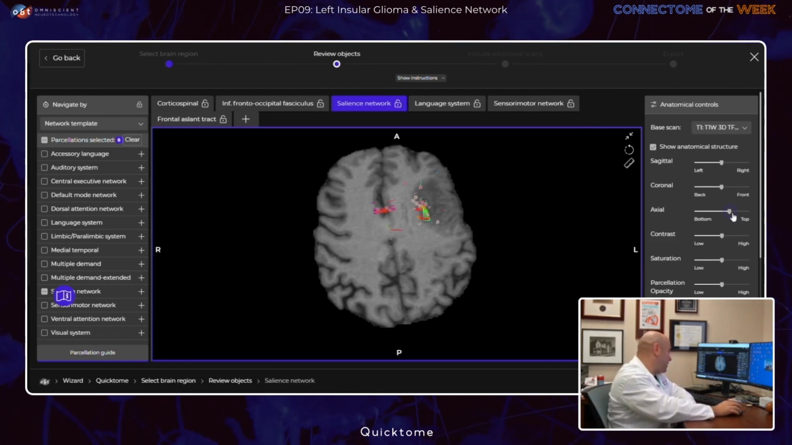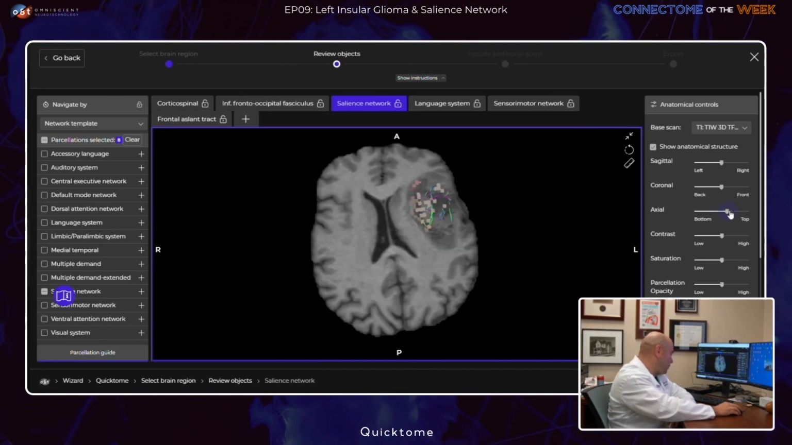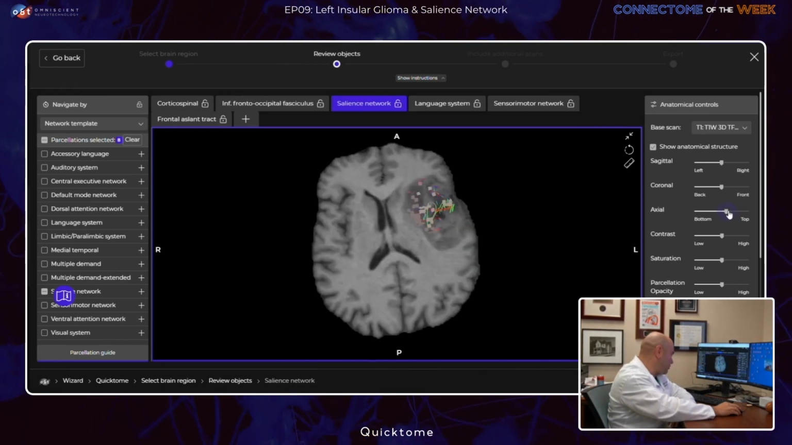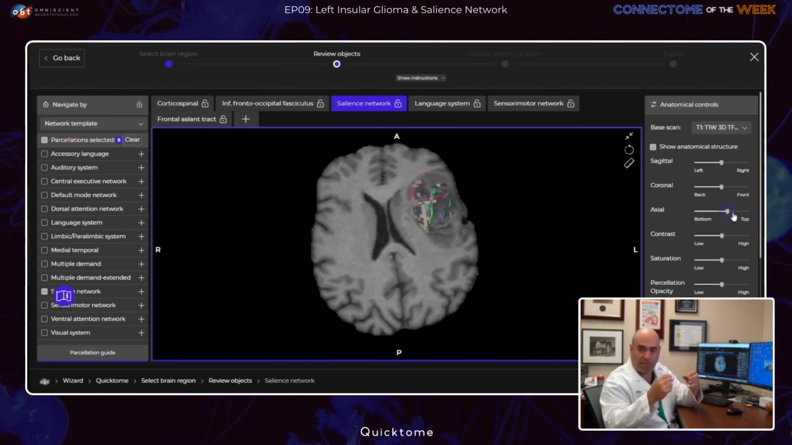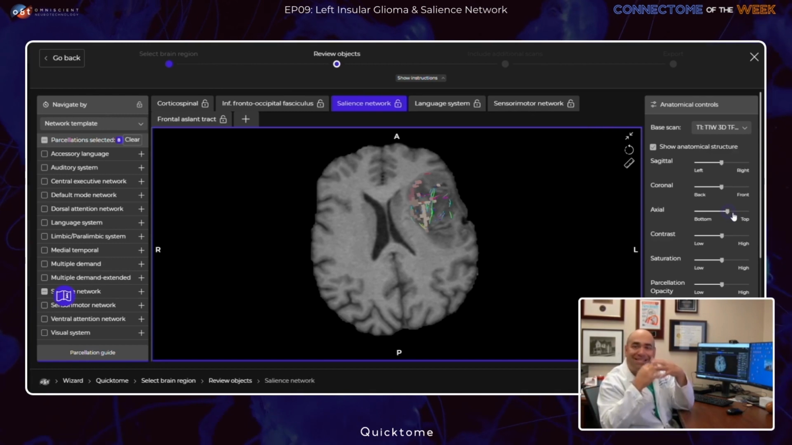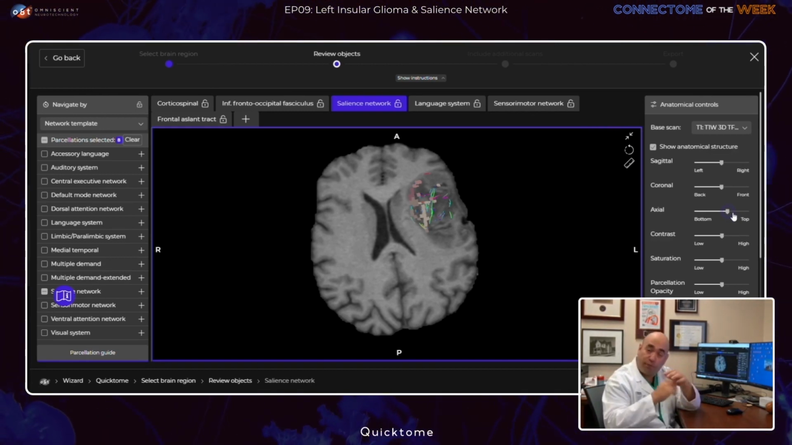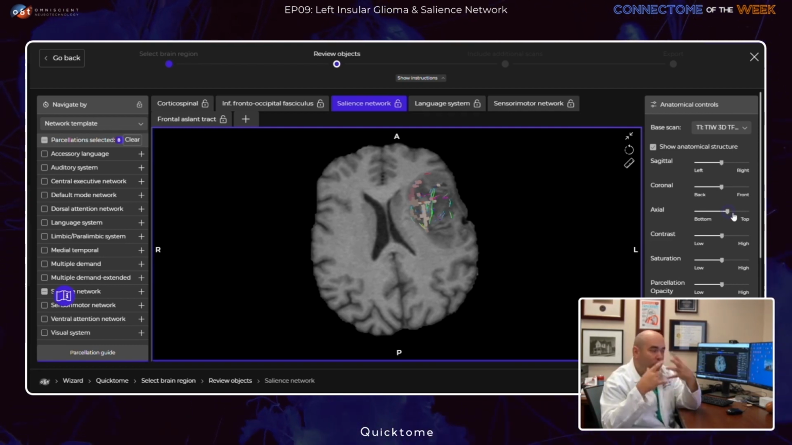What we have here is the axial projection of the Salience network, and you can see as I'm scrolling down through the tumor that we see the parcellations and we see these fibers, but they're scattered, they're disrupted. They're not as organized and as dense as they were on the Quicktome study that we showed just before the surgery. What does this mean?